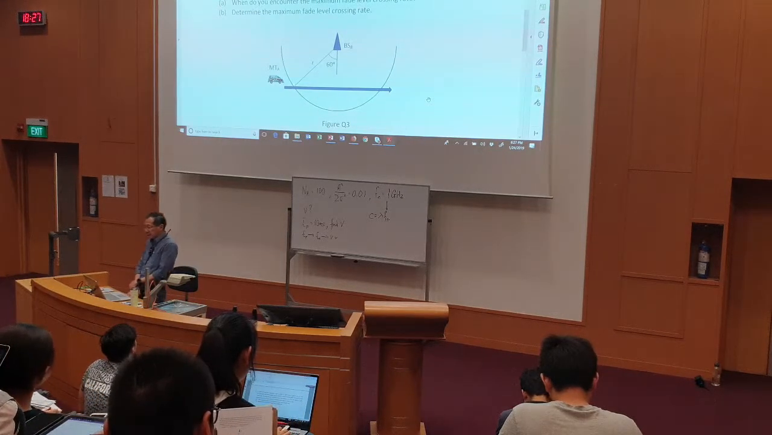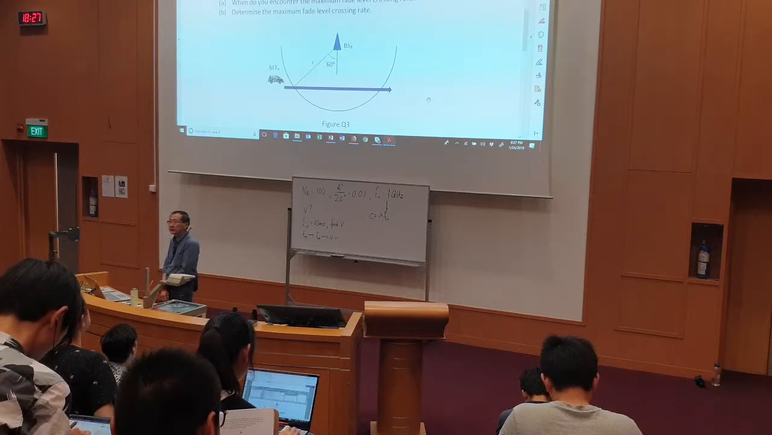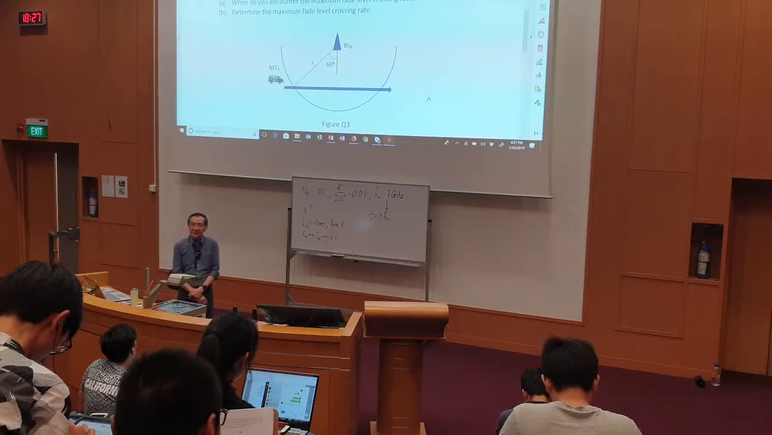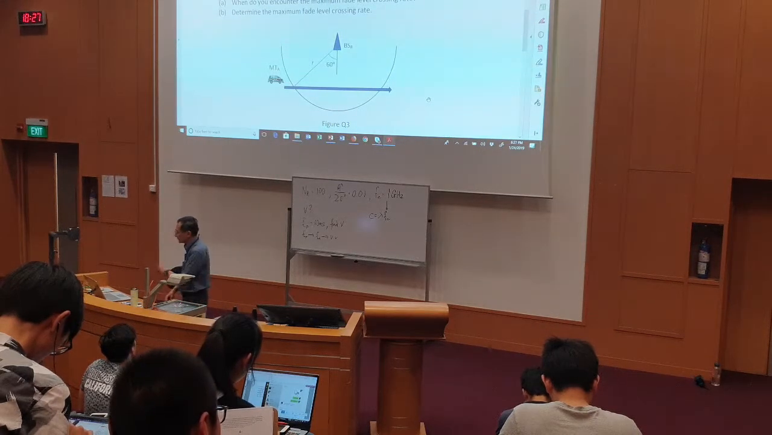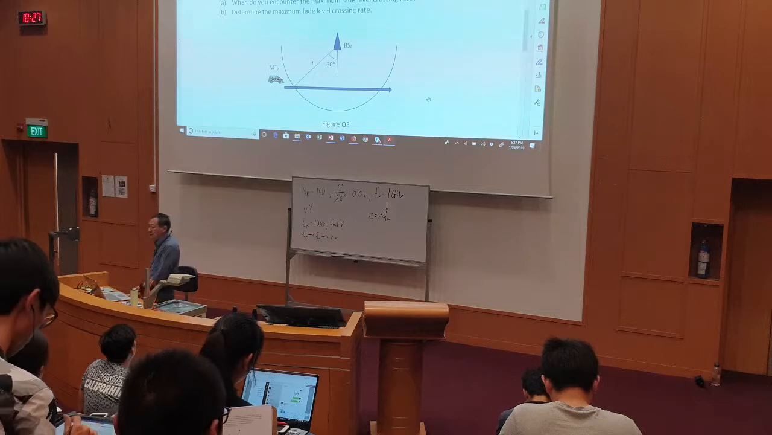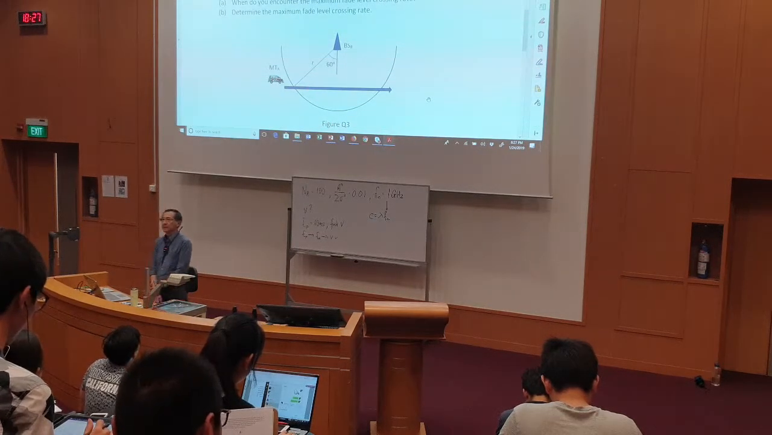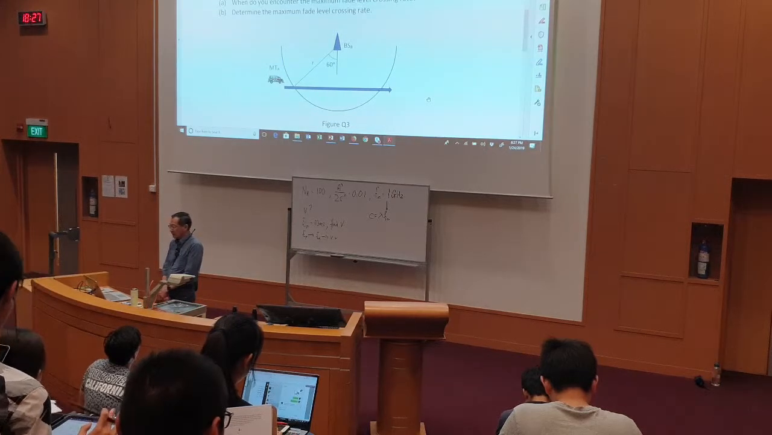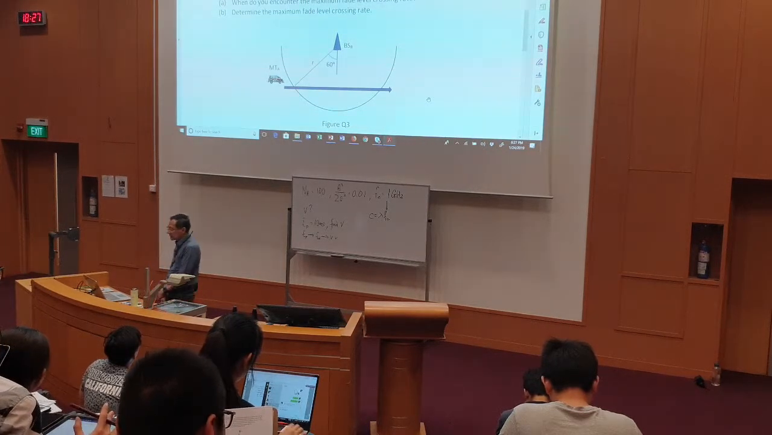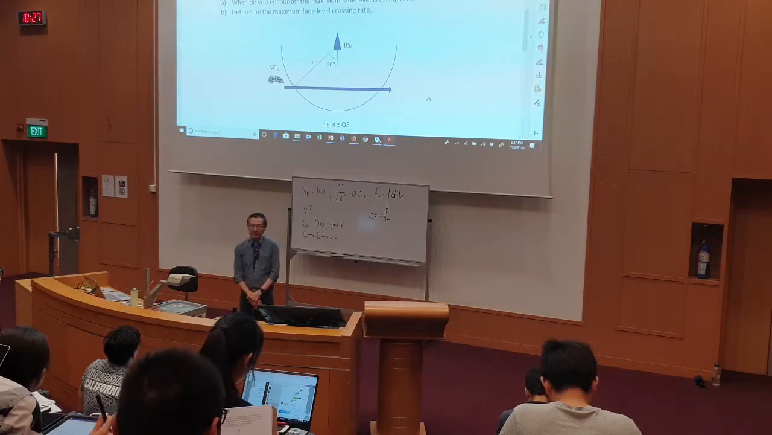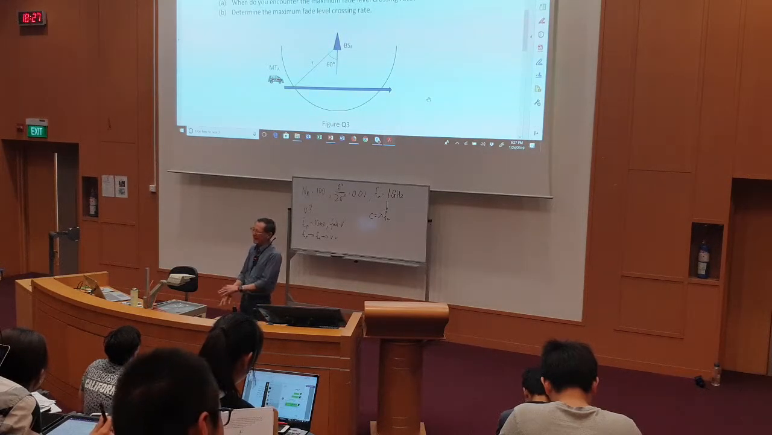So the radio channel operates at a carrier frequency of 2 gigahertz, so you know FC now. The speed of radio propagation is 3 times 10 to the 8 meters per second, so you know C. And the normalized fade margin, which is A squared over 2 sigma squared, is 0.01. When do you encounter the maximum fade level crossing rate? That means when do you get the maximum NA?